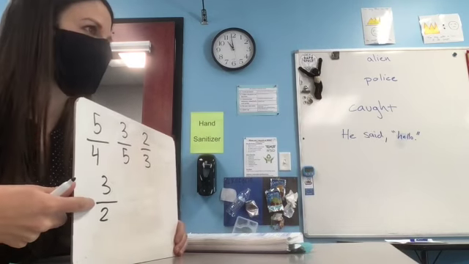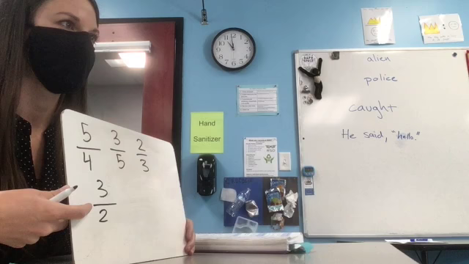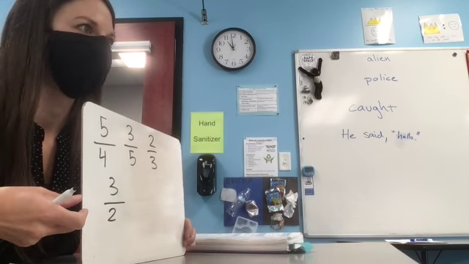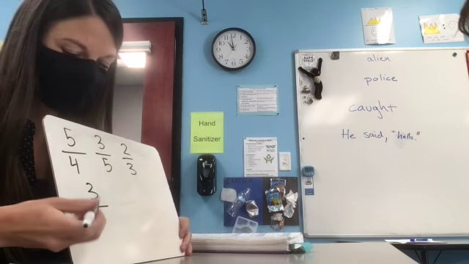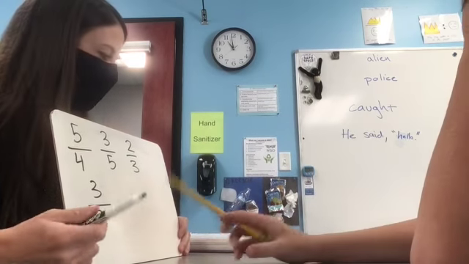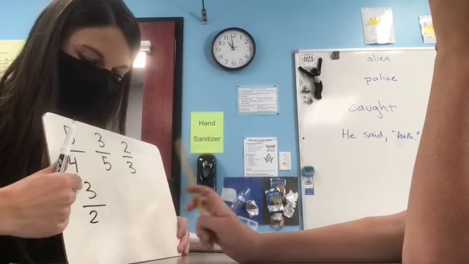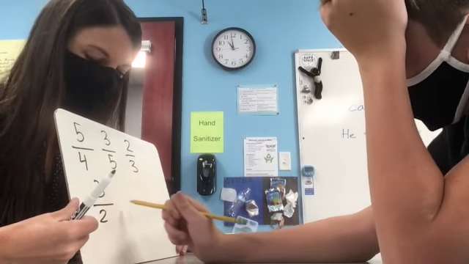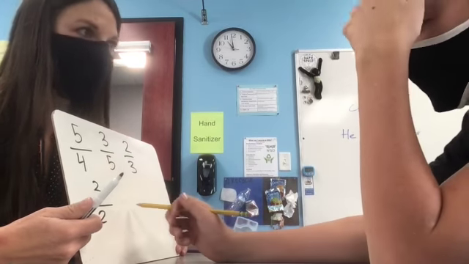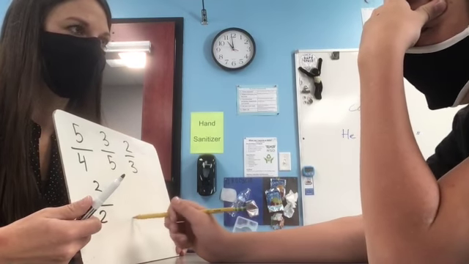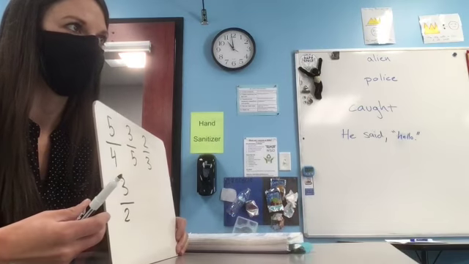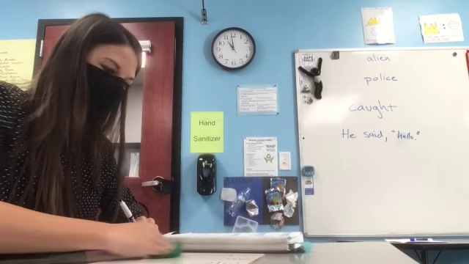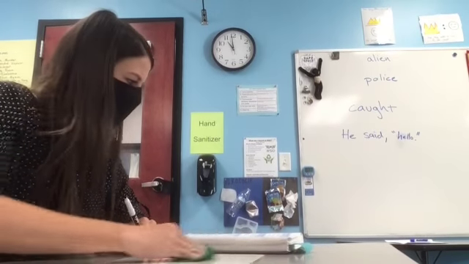3 halves. Great. So 1 whole and 1 half. Because which number is bigger in this fraction? The 3. So technically 1 whole and 1 half. Awesome. So yeah, I don't even think we need to go over this too much. You understand that part. You're already into the next.